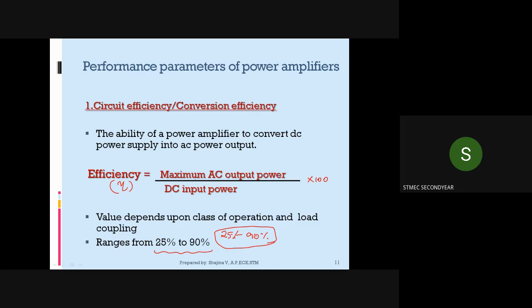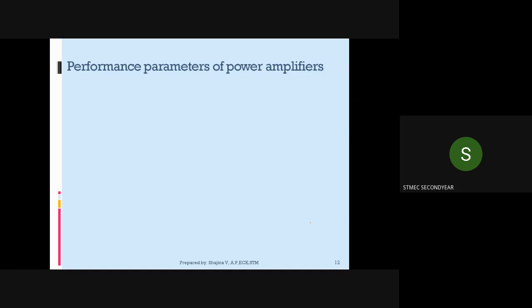Okay, so efficiency is the ability of a power amplifier to convert DC power supply into AC power output. That is maximum AC output power divided by DC input power. We are expressing it in percentage, so multiplying by 100 will give you the efficiency. And the value depends upon the class of operation, class A, B or C. Numerically, it ranges from 25% to 90%. Okay, that is the first performance parameter.